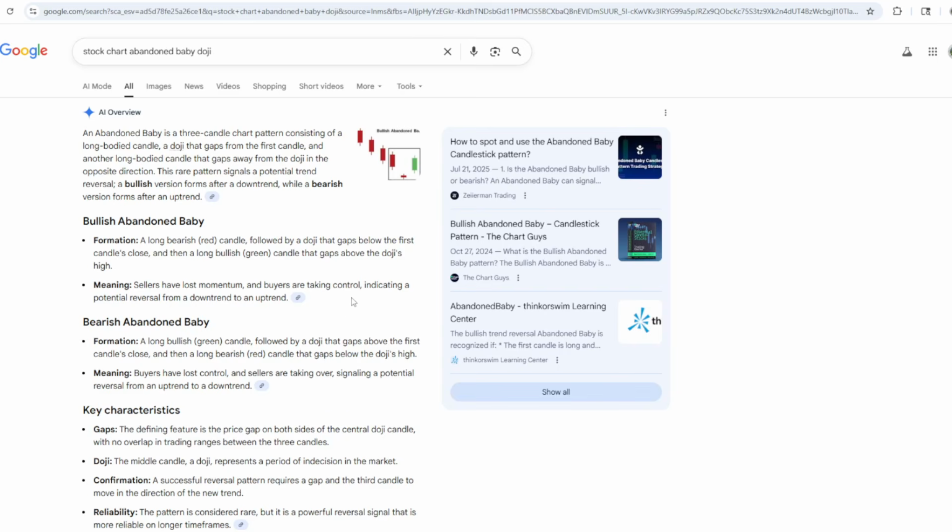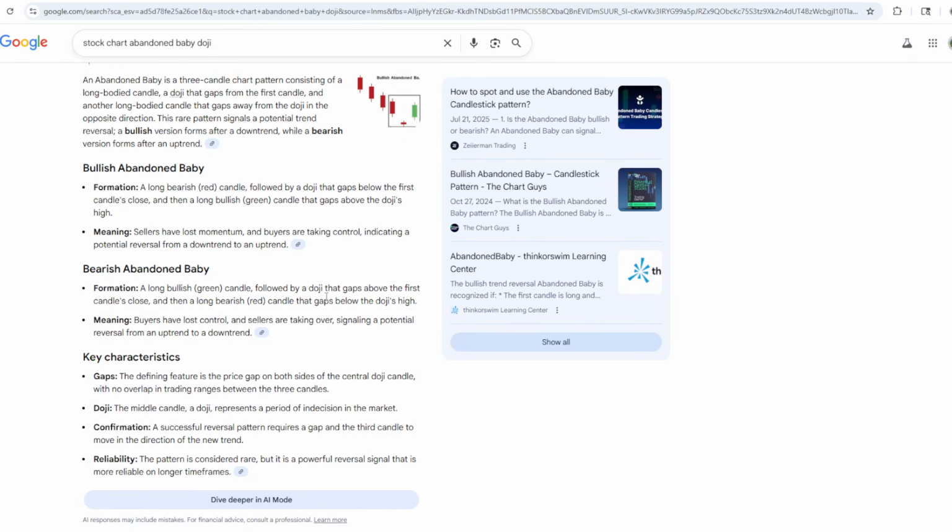For today's lesson, we're going to talk about an abandoned baby. It's a 3-candlestick chart pattern. It's a pretty rare pattern, as the AI overview says here. You can pause and read this at your own leisure. There's a lot of detail to it.